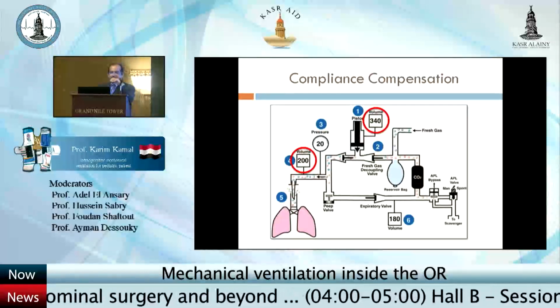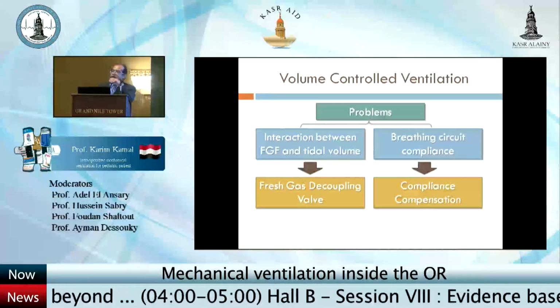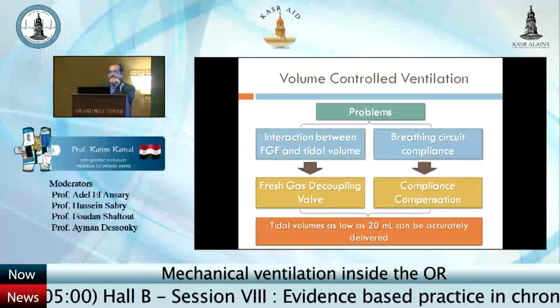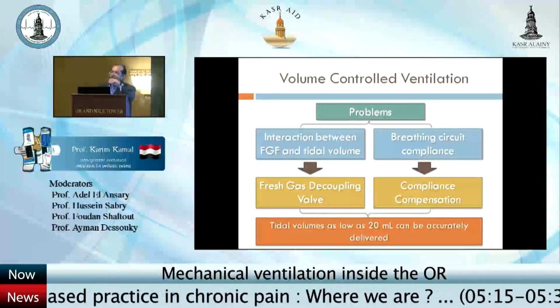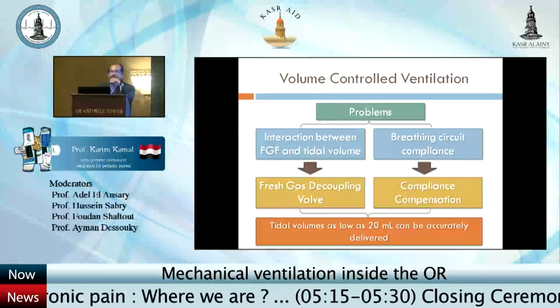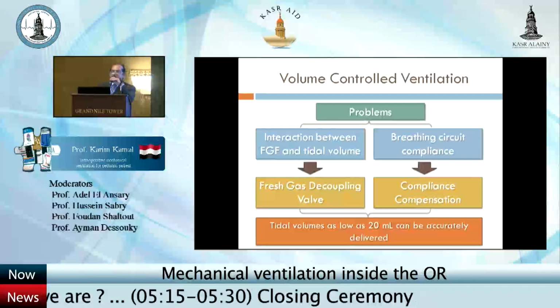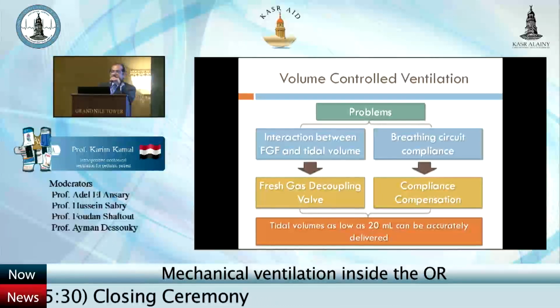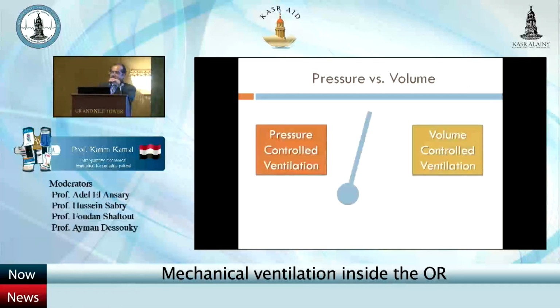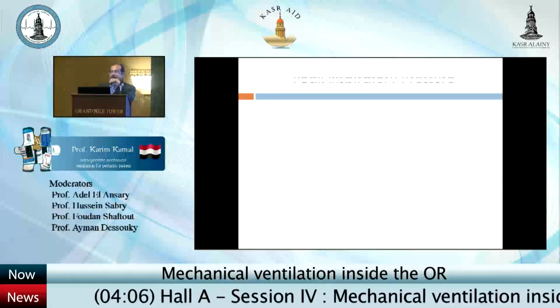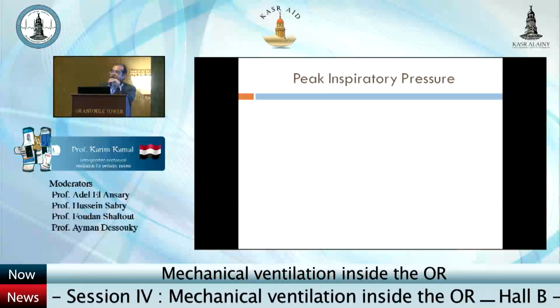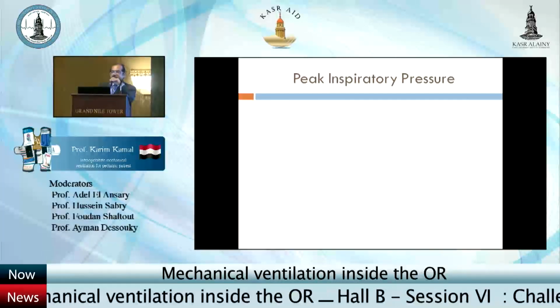I hope it's clear. Okay, so we have the answers to our two problems, and therefore tidal volumes as low as 20 milliliter can be accurately delivered using volume controlled ventilation. So now it sounds perfect. We are reaching very low tidal volumes in a very accurate way. So I'm sure that the pendulum should stop swinging, but unfortunately it didn't stop swinging. Why? Because there came another problem, which is peak inspiratory pressure.